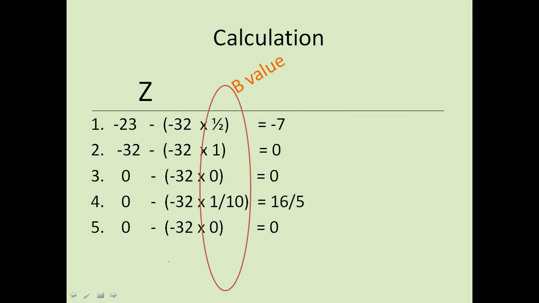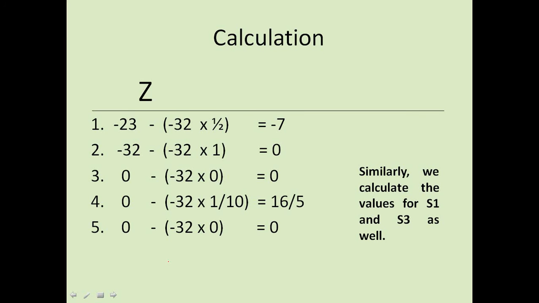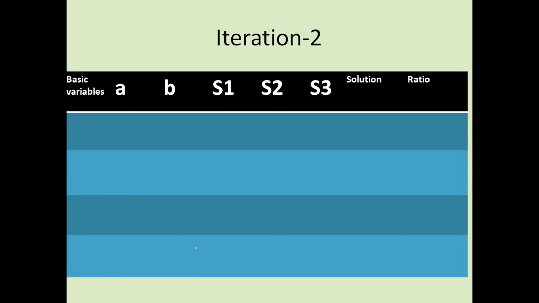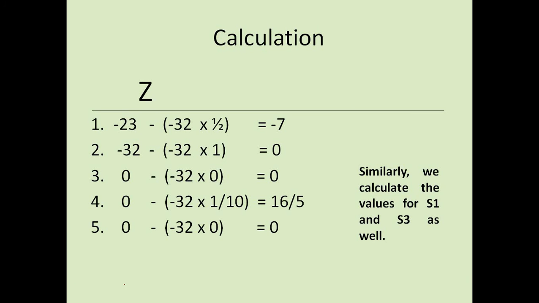Okay, so now you're gonna just move on to this, and similarly we calculate the values for S1 and S3 as well, noting that the pivot column value is also changed here. Okay, so now this involves iteration 2. Now after solving for Z, the corresponding values, can you see these values? You'd be replacing these values to the next one. Okay, all these values, you're gonna replace all these values here.